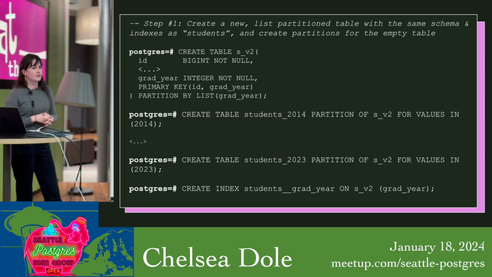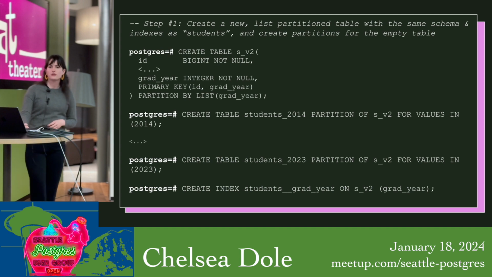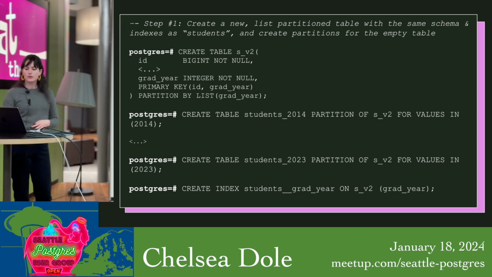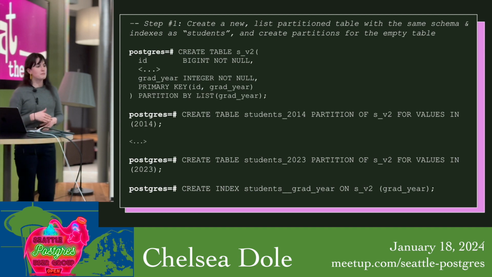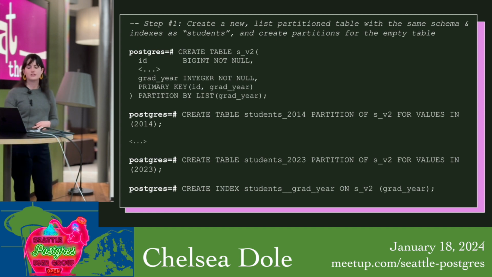If I'm going to get started on this offline migration, meaning we're kind of stopping reads and writes during this process, the first thing we're going to do is create a new list partition table with the same schema and indexes. And I'm going to manually create the partitions for the empty table. This is very similar to what we just saw a couple slides ago. The only new thing is that you can see at the bottom there, I'm also making sure I manually create the indexes on the new SV2 table.